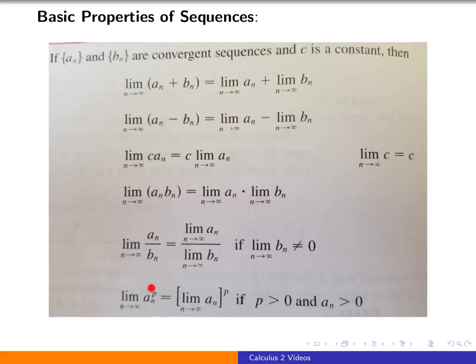Furthermore, as we're going to see, you can take a limit and move it inside a continuous function. And here what we're trying to suggest is that you can move it inside powers, so that would even include square roots.